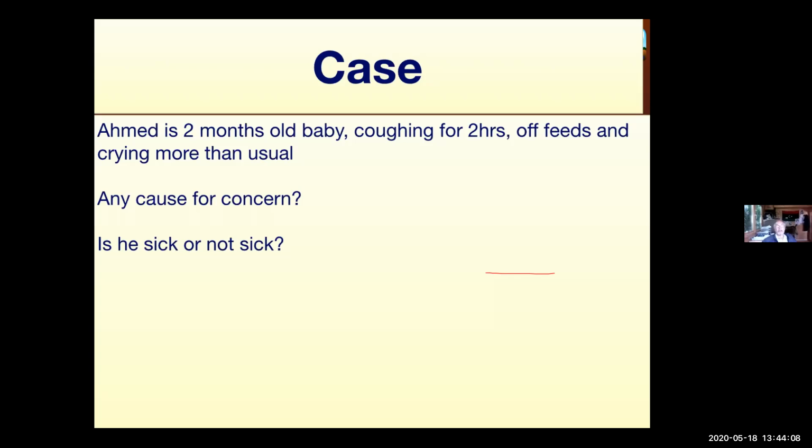So your concern is he's 2 months old, he's coughing for 24 hours, actually, not 2 hours. The most important, he's off feeds. The thing babies like most is feeds. If they are off the feeds, that means something serious. So this is the message you can tell parents or mothers: if your baby is off feeds, it does mean there's something serious. Either he's in pain, he's sick, he can't breathe, he's in heart failure, and so on.